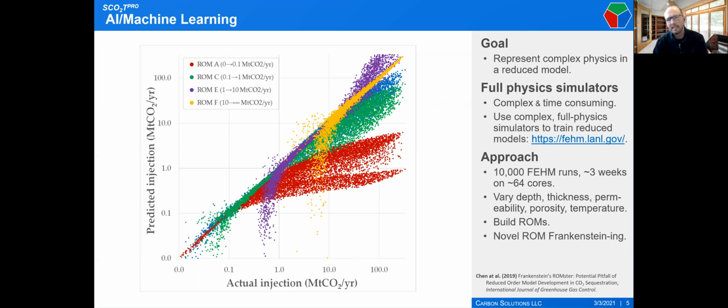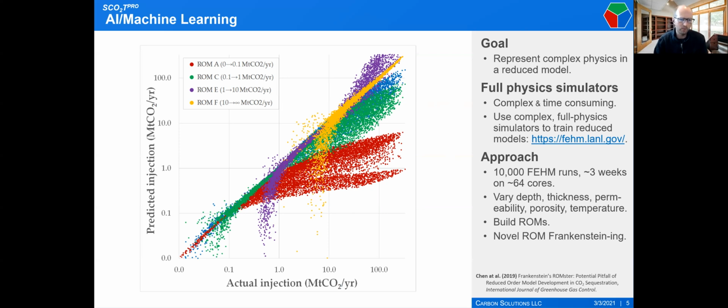trained on. So the green dots are looking at a reduced order model trained just between 0.1 and 1 million tons a year. And you'll see those green dots are really on that one-to-one line. But once they go outside of that range, you start to see that they do a really terrible job and we can't use them. So now we have these 4 to 7 different reduced order models. They cover the whole range.